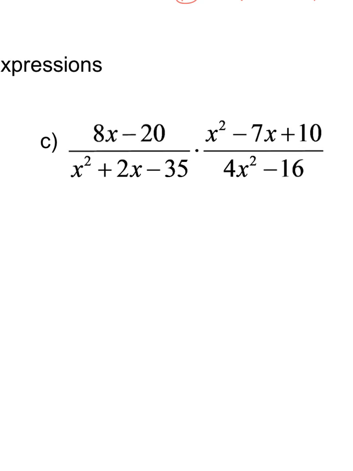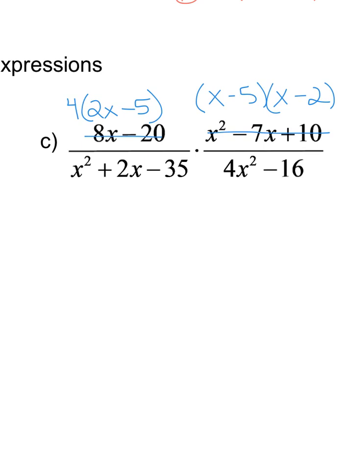So again, first step on these, you'd want to factor to make your life easier. So it looks like I can take a 4 out. I'm left with 2x minus 5 on this one. On this next expression, I'm thinking about 2 numbers that multiply to positive 10 that give you negative 7. Well, how about negative 5 and negative 2? All right. So the top is now completely factored.